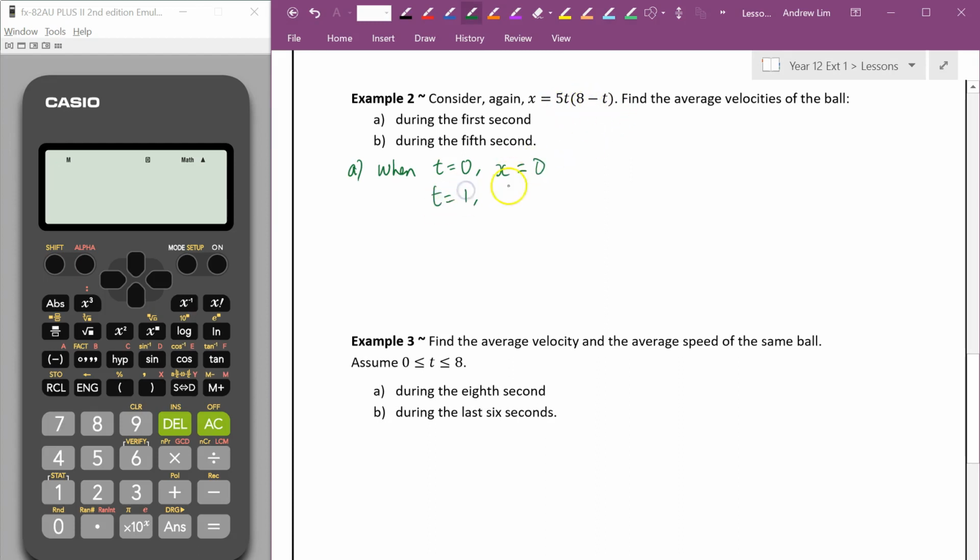When t is equal to 1, we already worked out previously that the height of the ball is 35, 5 times 7. So we can see here that the average velocity, we're going to take the end, so always the last one, so 35 minus 0, and then divide it by how long it took, 1 minus 0. That's going to give us an answer of 35 meters per second. That's the average velocity, and because it's positive, that means it's moving to the right, or moving up.